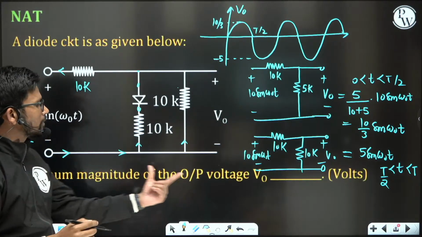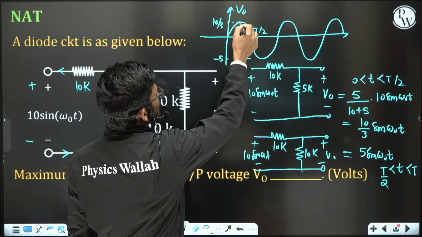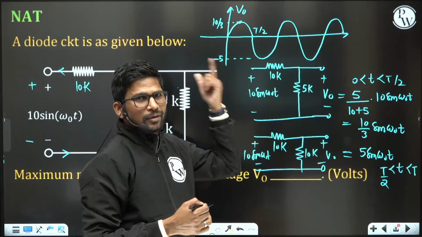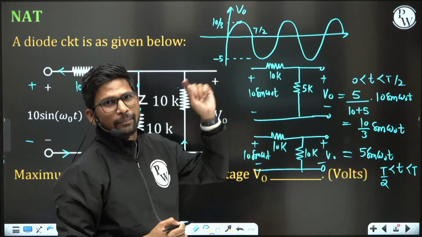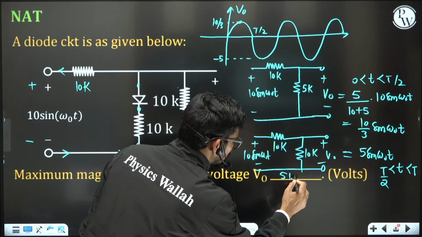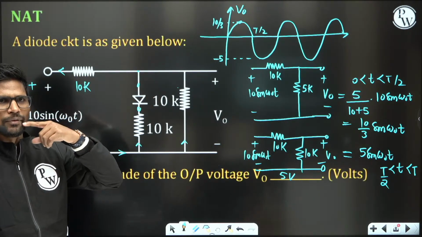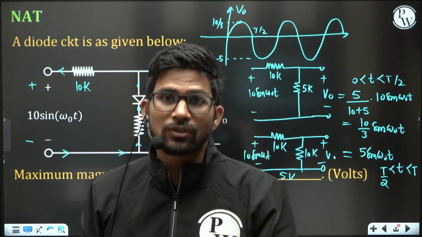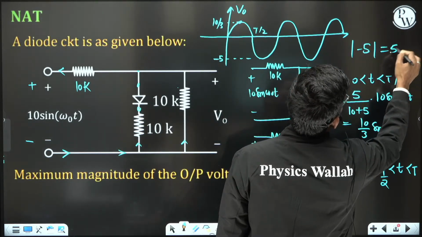So what is asked? The magnitude of the maximum output voltage. So maximum output voltage in positive half cycle is 10 by 3. In negative half cycle, the maximum, if you take with sign, is minus 5, and if you only take the magnitude, the value will be 5 volt. So maximum magnitude is nothing but 5 volt. If I ask magnitude, that's why 5. Magnitude means you will take without sign. Okay, mod of minus 5. What is mod of minus 5? It is 5 volt.